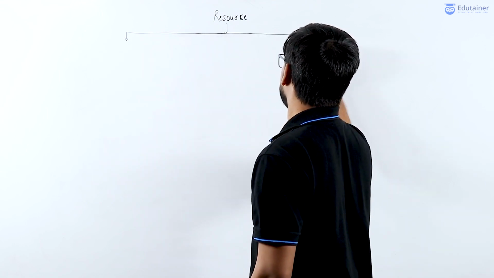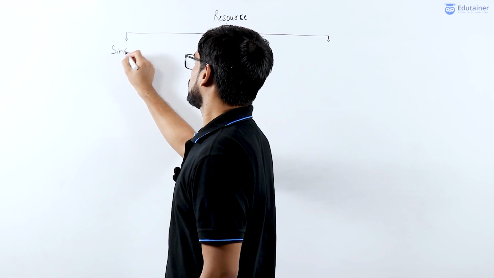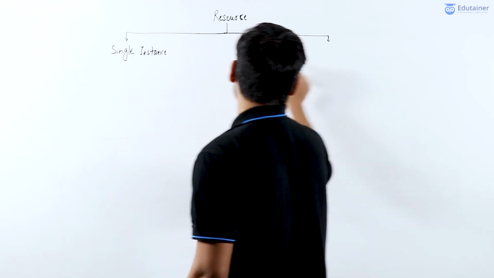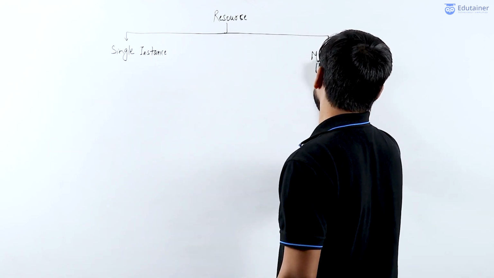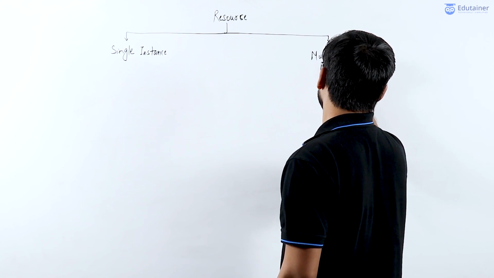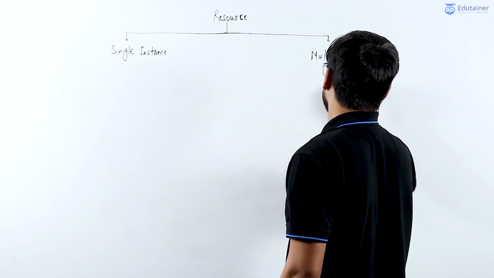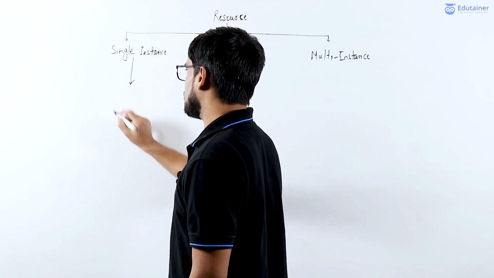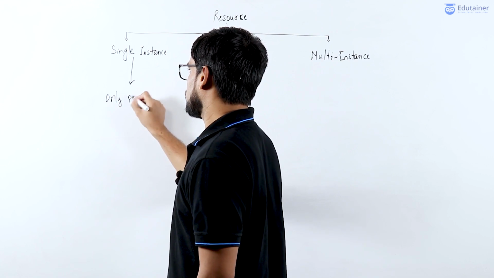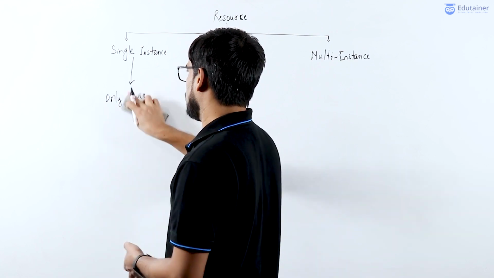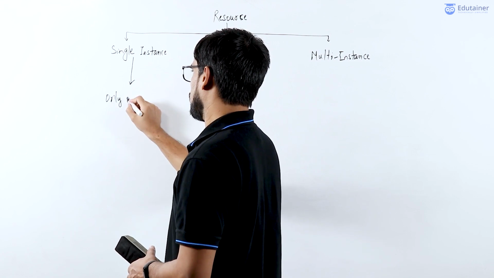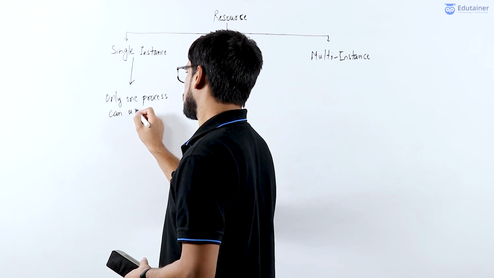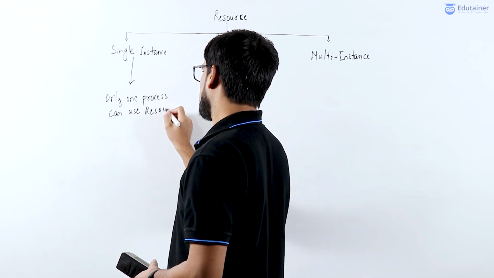One is the single instance resource, and the other is the multi-instance resource. Single instance means for a particular resource, if it is a single instance, then only one process can use this resource at a time.